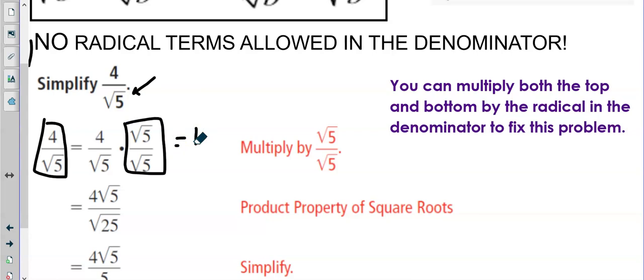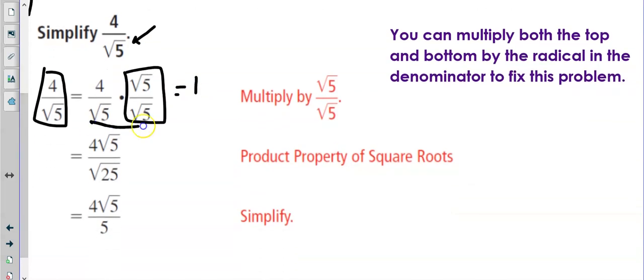But watch what happens. On the bottom, I get the square root of 25. And on the top, I just get 4 radical 5. And then when I simplify this, I end up with just 5. That will happen every time. Okay? So let's do this practice one. I'm going to put radical 5 over radical 5.